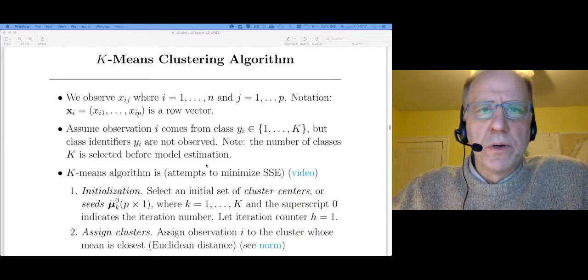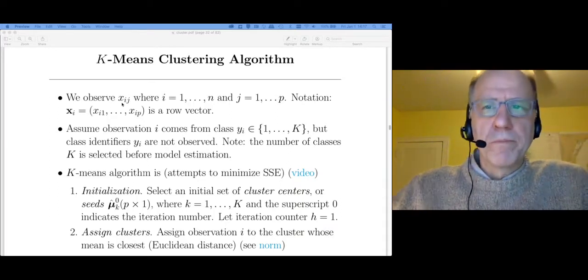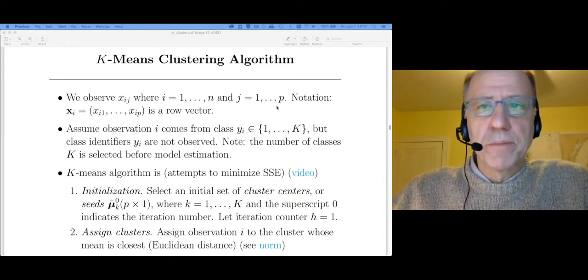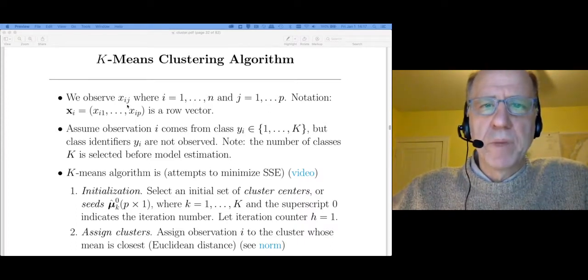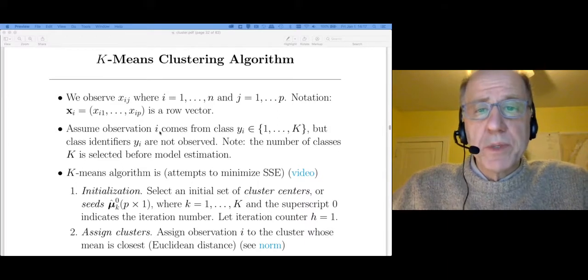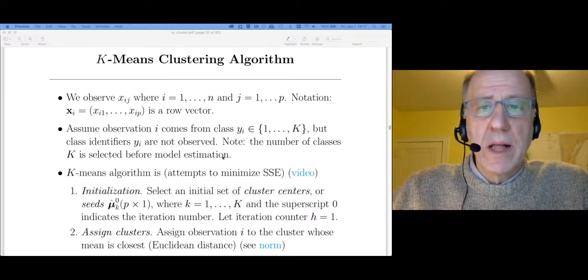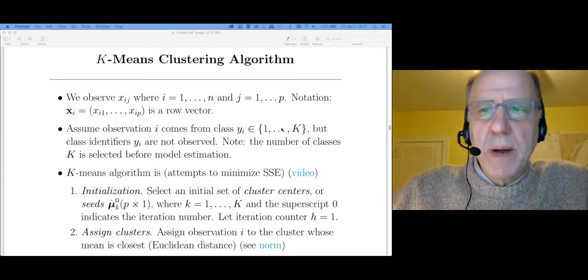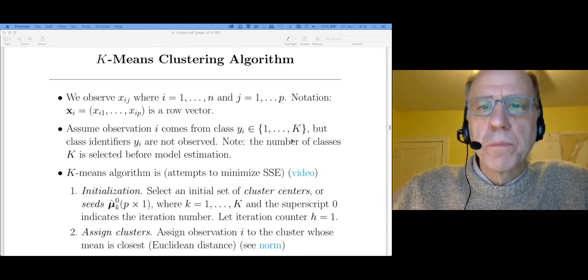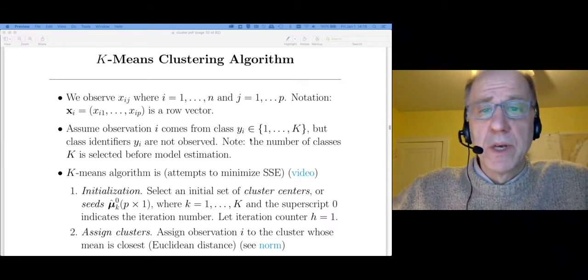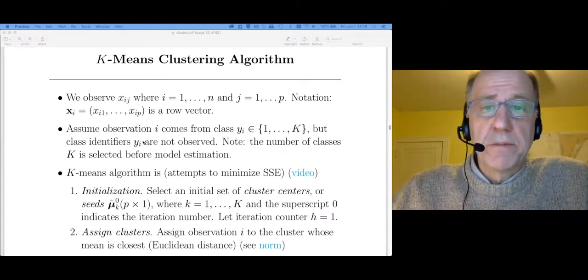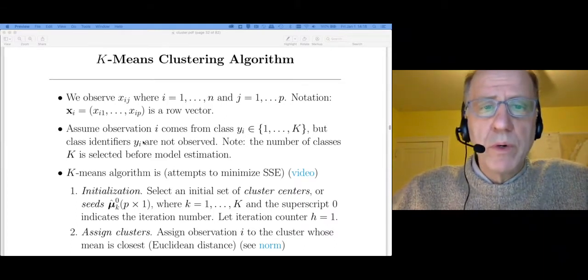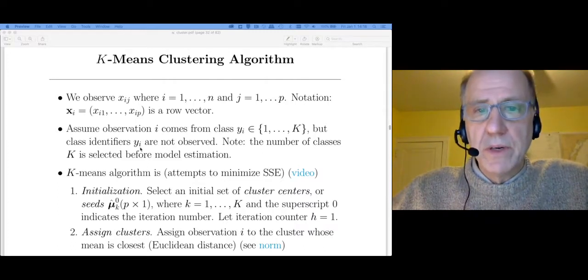So a couple videos ago, I laid out the problem. The problem is we have n observations on p variables. We're going to denote that by x_ij. We're going to assume that each observation has come from one class. I'll call that class y sub i, where these y sub i's take a value 1 through big K. The problem is these class identifiers have not been observed. So our goal is to recover these class identifiers.